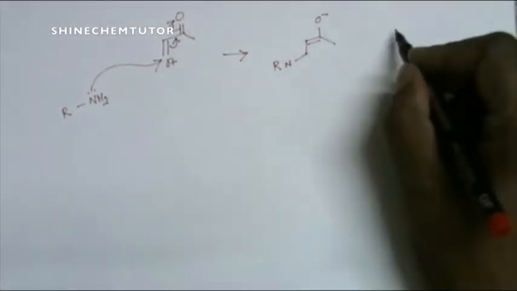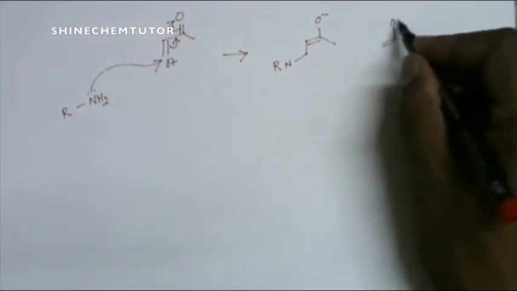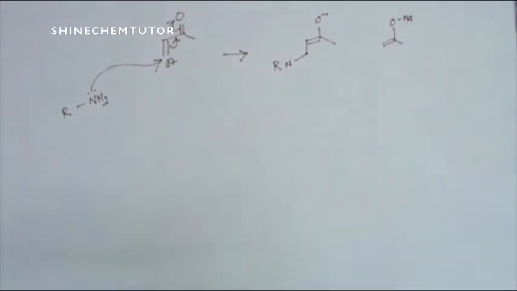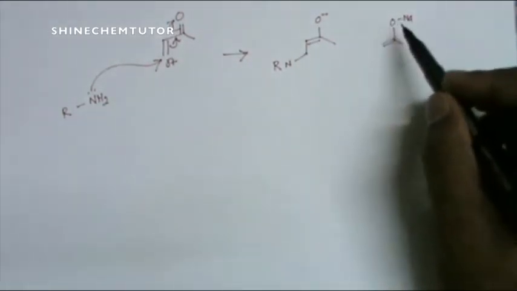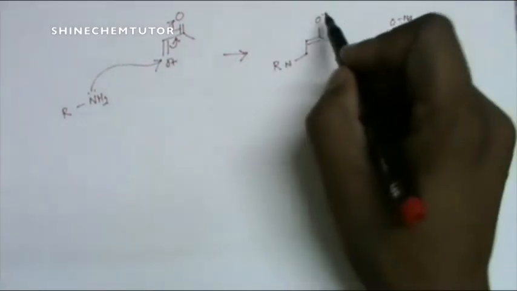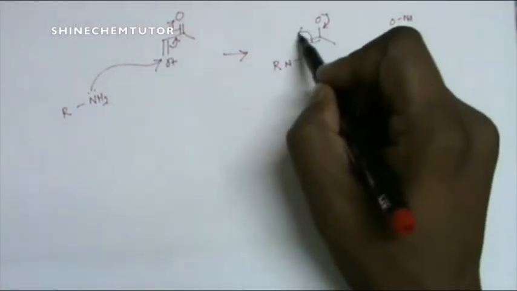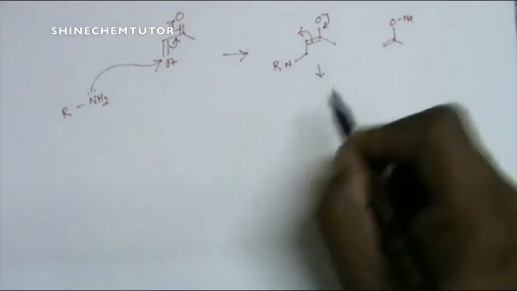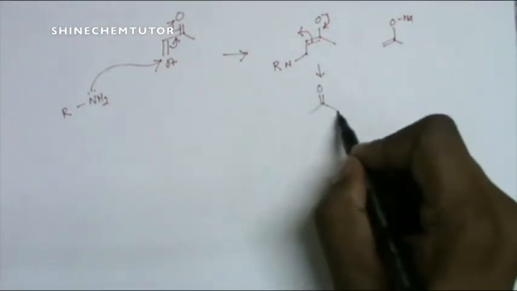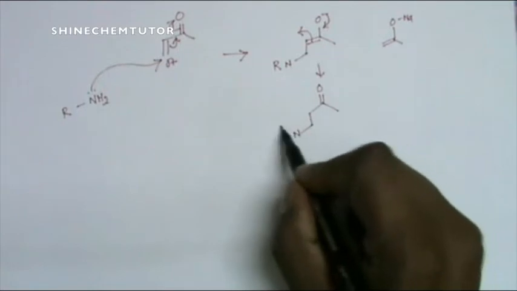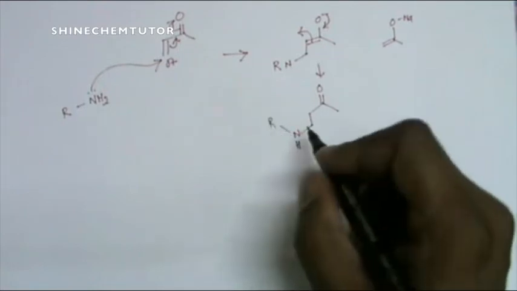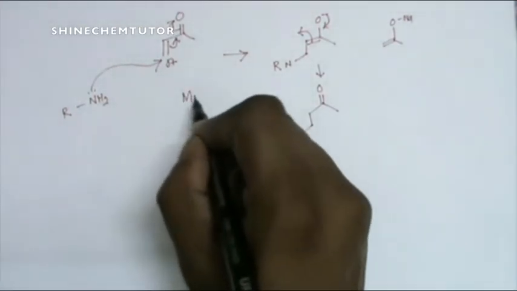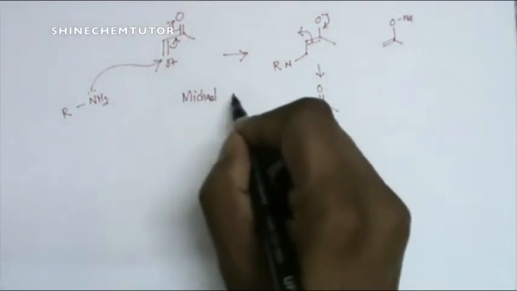Now this can be compared with the enolate, whatever we get in the aldol reaction. If you abstract the alpha hydrogen, we get the enolate. When it comes back, it can take some electrophile. What we get is this product. If you quench with H plus or water, we get this one. This reaction is referred to as Michael addition.